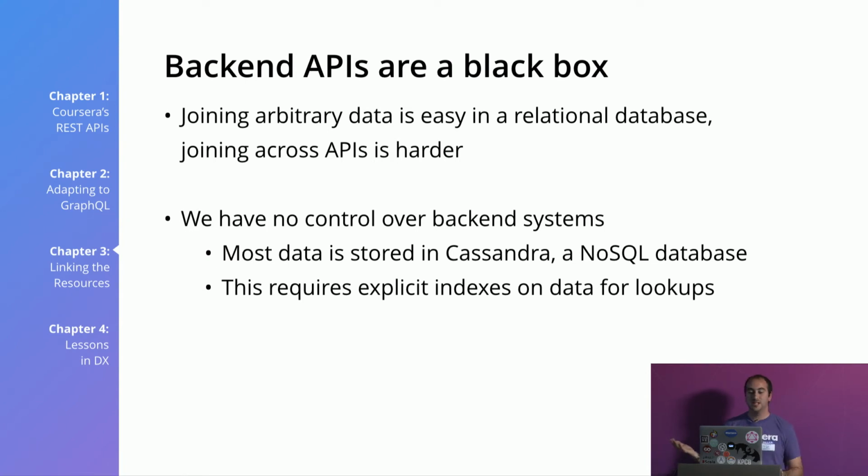Most of our data is actually stored in Cassandra, which is a NoSQL database. In Cassandra, if you want to be able to look up by something, you have to explicitly make an index before you store your data. You can't just create a course and arbitrarily look up by the course title unless you know that you want to look it up beforehand. So if there was no API available to look up by title, there was no way that we could actually get that data.